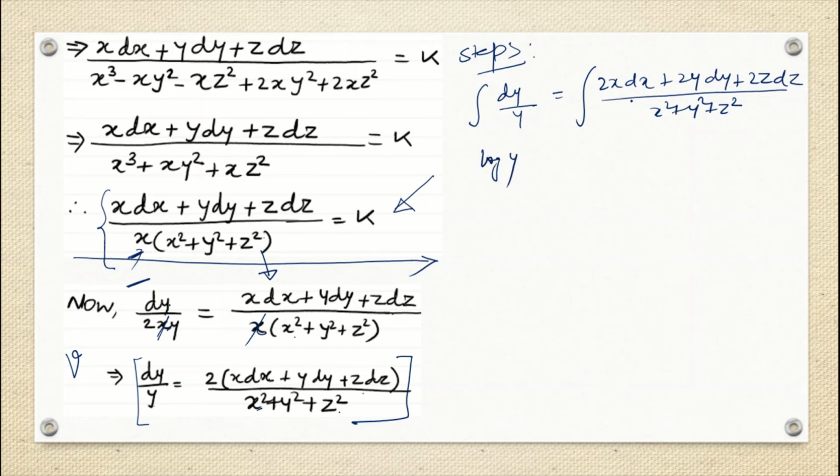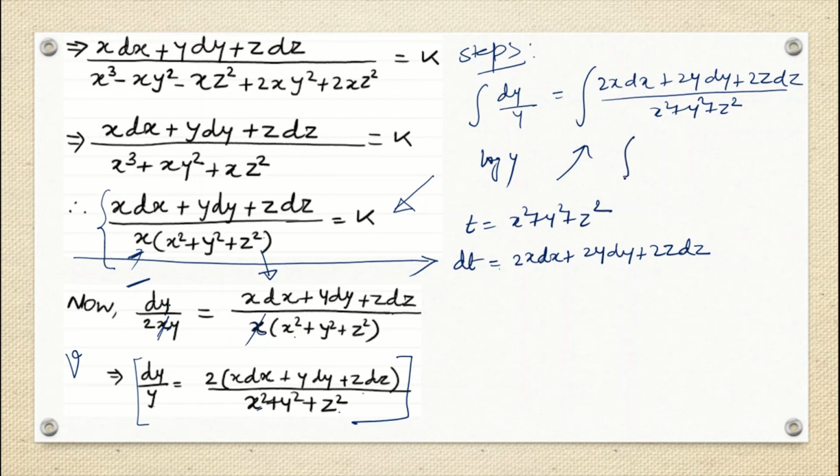Now what about my right hand side? How am I going to find the integration here? For that I'll just substitute t equals x square plus y square plus z square. So what will dt be? dt will be 2x dx plus 2y dy plus 2z dz. So in my integration, 2x dx plus 2y dy plus 2z dz is nothing but dt, so I am writing dt, and this we have assumed is t.